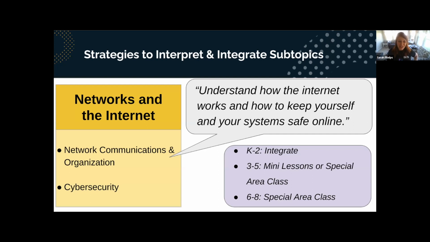You can tie these into a little bit of SEL as well, keeping yourself safe, knowing how to navigate online so that you are protected. These are wonderful mini lessons, or you can even have some like units of study or special class areas that you talk about these things. How does the internet work? How does my information get from point A to point B? And what do I need to do to keep it safe?